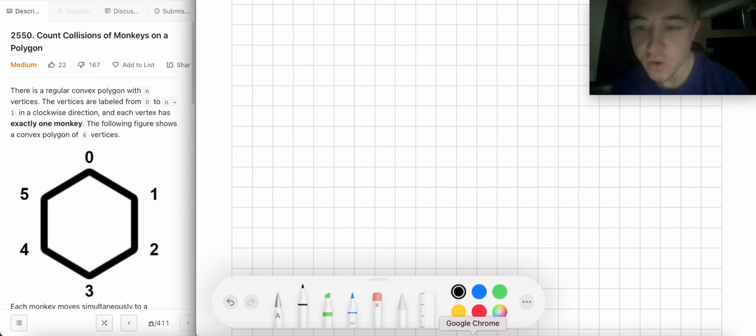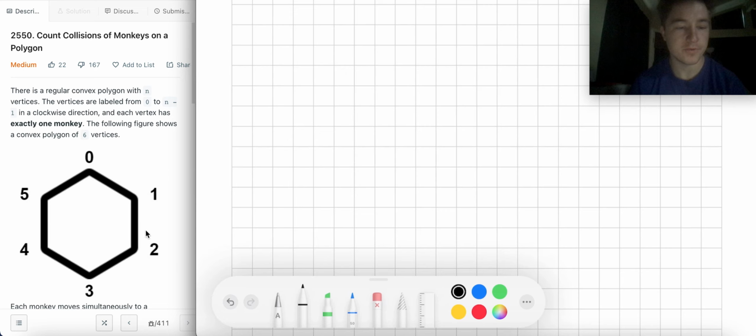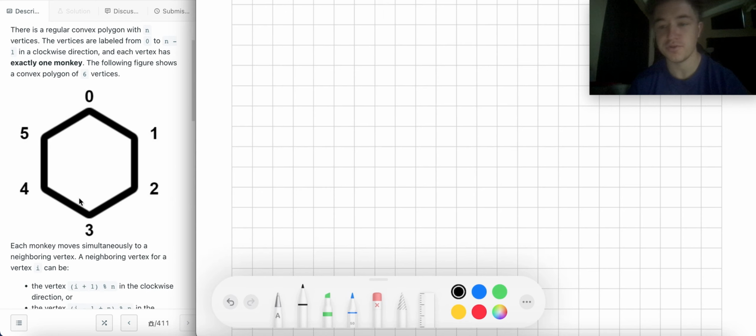Problem like I'm in a UFC octagon. This is Count Collisions of Monkeys on a Polygon. There's a regular convex polygon with n vertices. The vertices are labeled from 0 to n minus 1 in a clockwise direction. You have this polygon here with 6 sides. The following figure shows a convex polygon of 6 vertices.